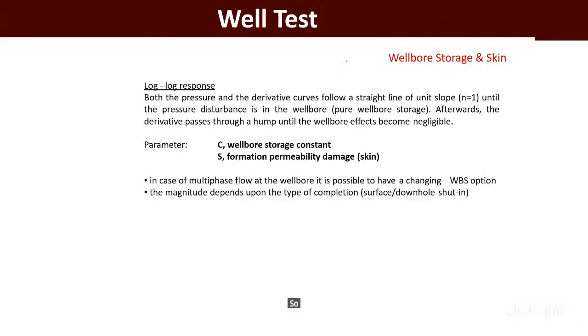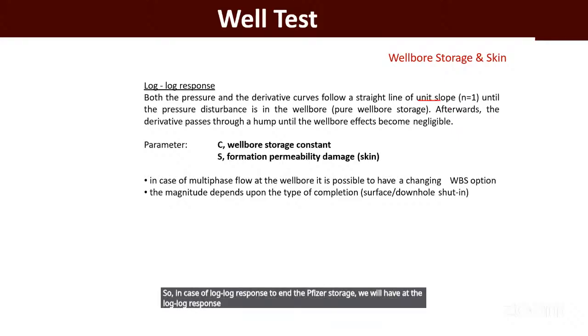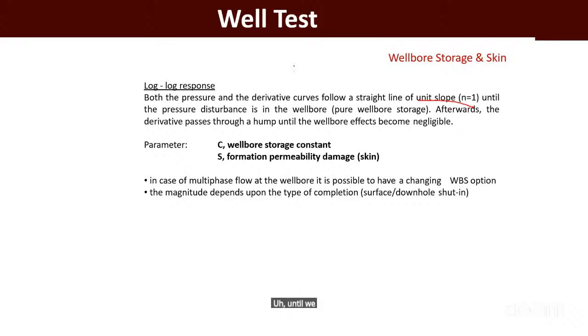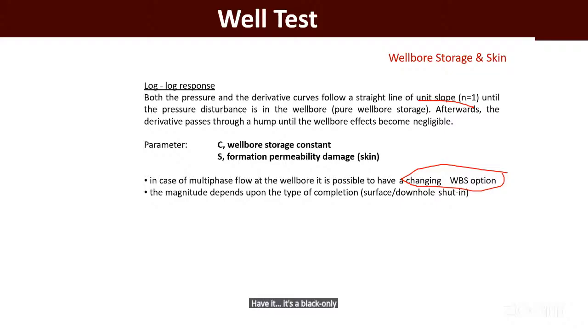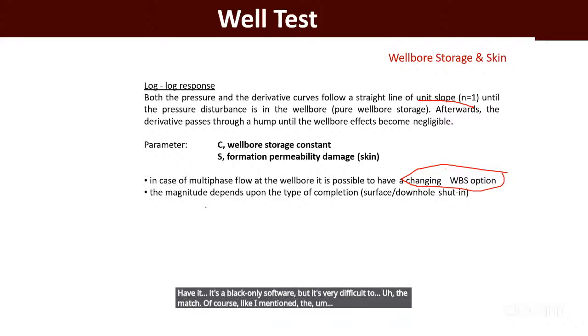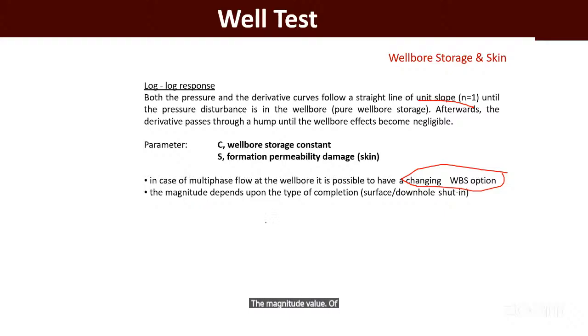So in the case of the log-log response to identify the storage, we will have a unit slope of 1 until we pass the time of the pressure disturbance from the wellbore storage. In the case of multi-phase flow, we have an oil with a high gas-oil ratio. We can have a changing wellbore storage option, and it's very difficult to have it. It's applicable in software, but it's very difficult to match. Of course, like I mentioned, the magnitude value of the wellbore storage depends on the type of completion, if we have a surface or downhole shut-in.